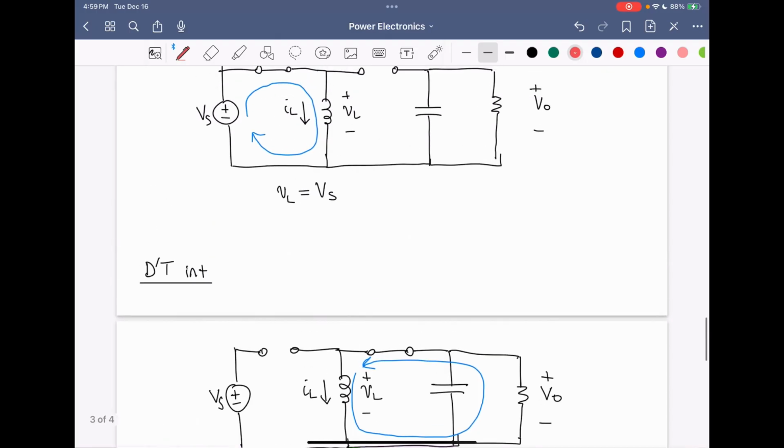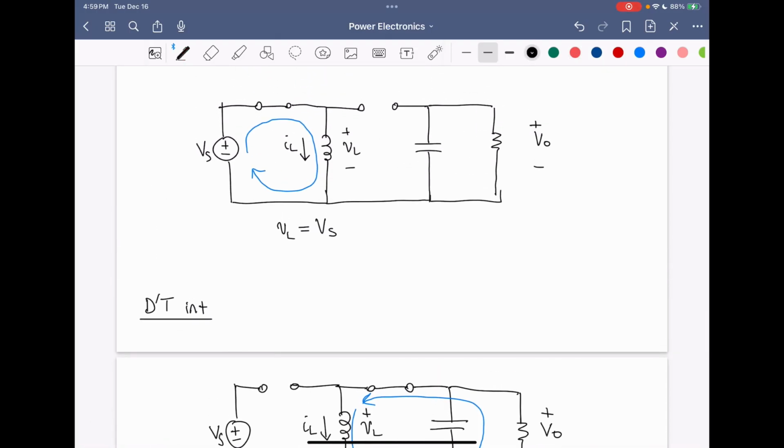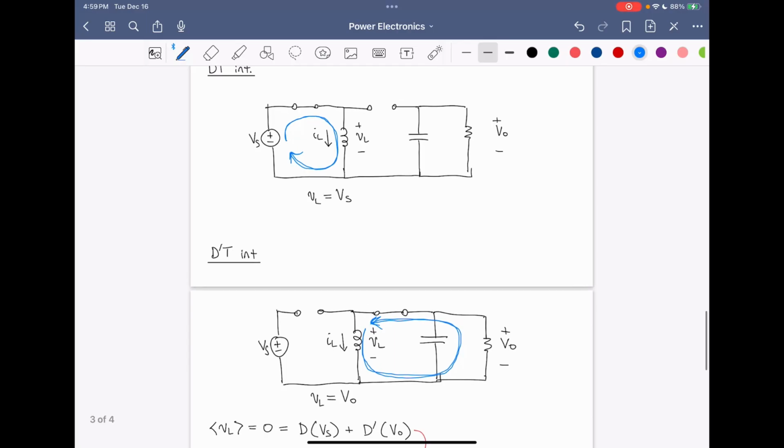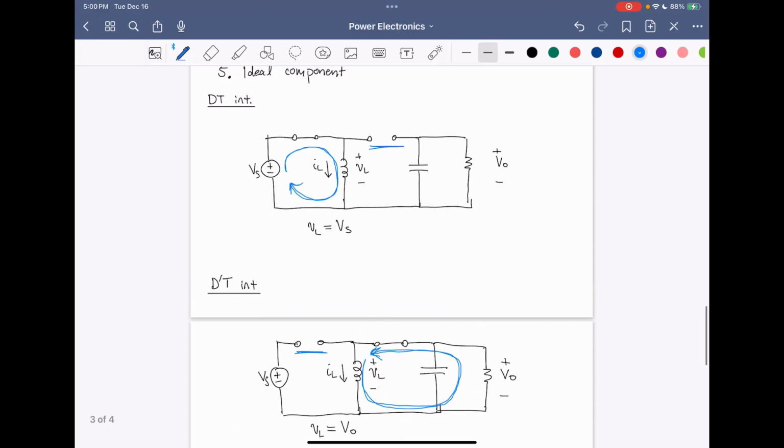Another thing to note is that during the dT interval, we have energy being stored in the inductor. And then during the d prime T interval, that energy is being released to the output load. The one thing to note is that in both intervals, the source voltage is never directly connected to the output voltage. There's always some open circuit in between the source voltage and output voltage. So this means that this buck-boost converter is an indirect converter.